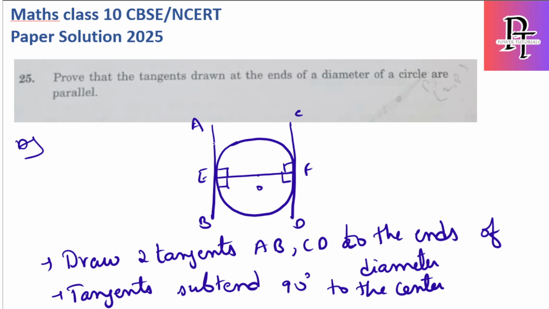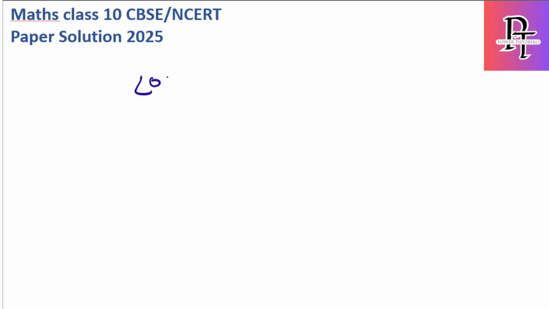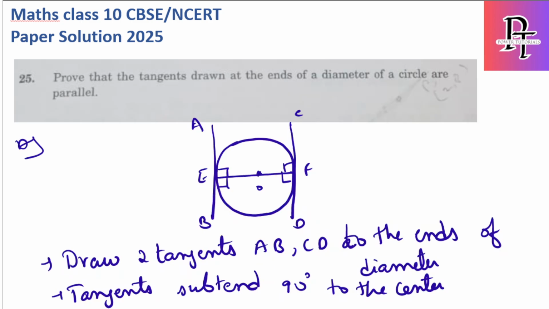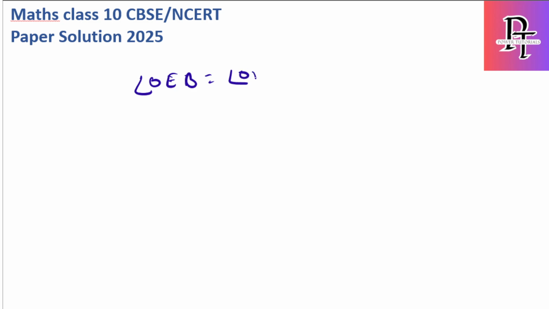So now we can say angle OEB is equal to angle OFC, which are 90 degrees, which is nothing but alternate interior angles.